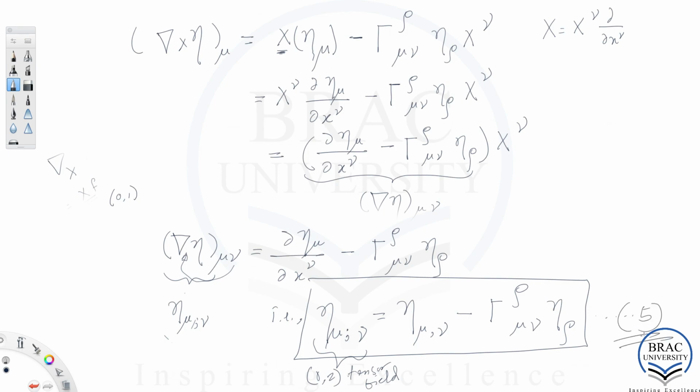Good. So let us take a break here. Then in the next section we will try to give you the general formula for the covariant derivative of a general R, S tensor field.